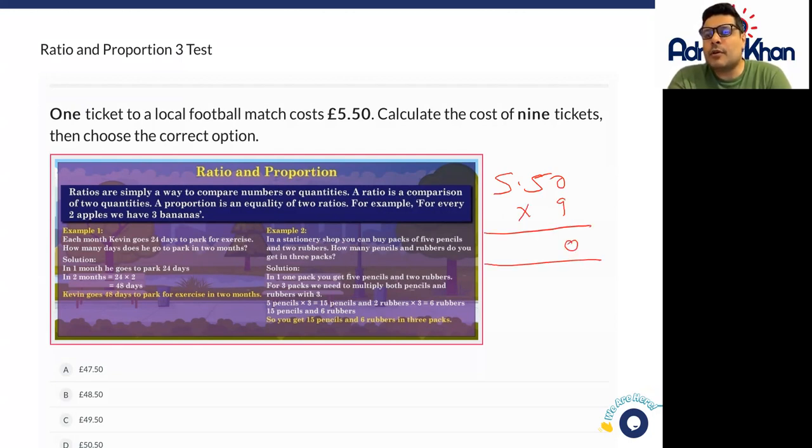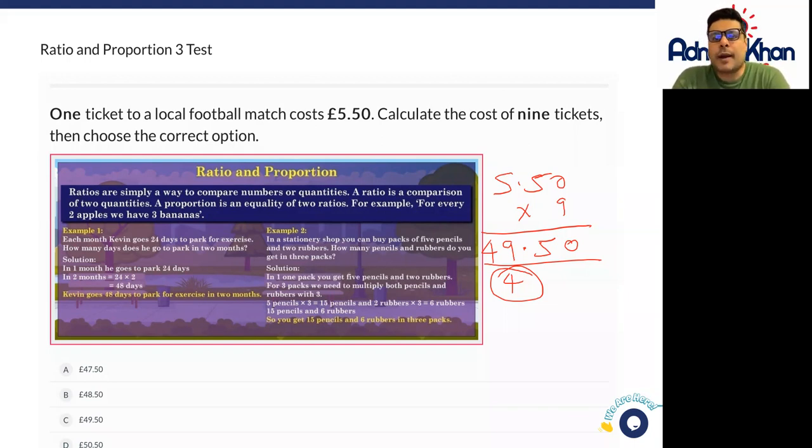9 times 0 is 0, 9 times 5 is 45, 5 goes in the box, 4 is carried forward, put the decimal place there. 9 times 5 is 45 again, and just add the 4 at the bottom, and that will give us 49. So in this case, our answer is going to be £49.50.